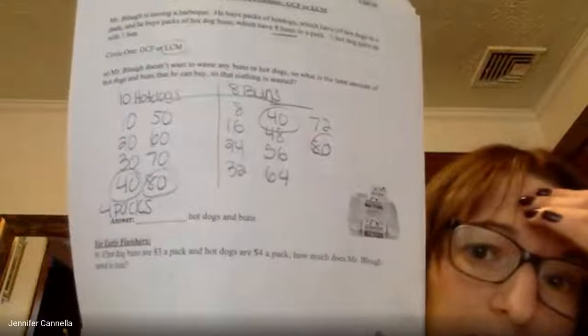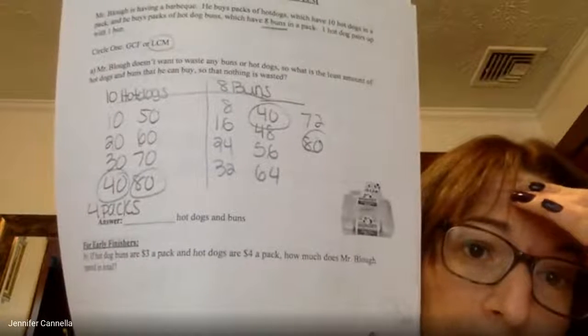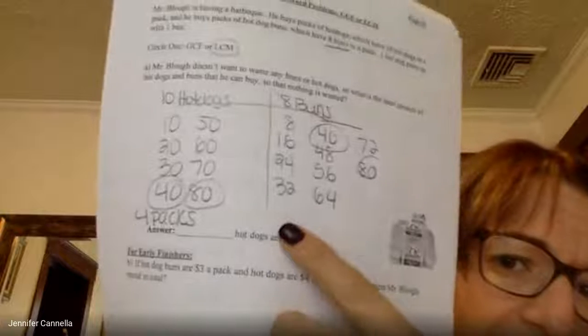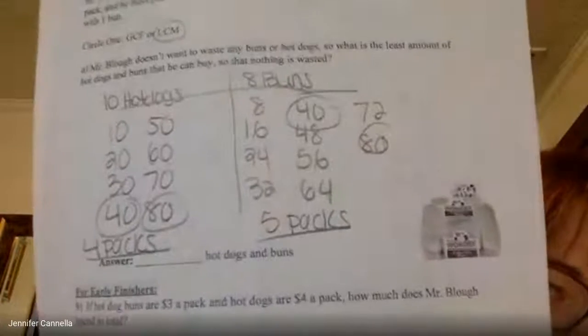Now, if there are 8 buns in a pack and I want to get to 40, how many packs of buns do I need? 5. So you're going to write 5 packs under the buns column. This is very important information for the next part. So I'm going to underline what I just wrote. So it looks like this now.